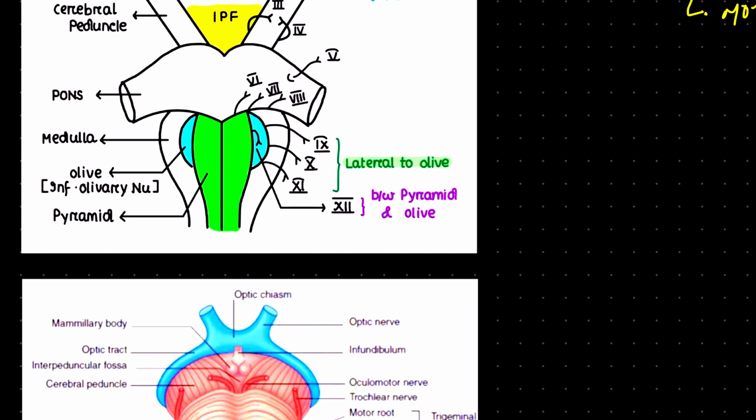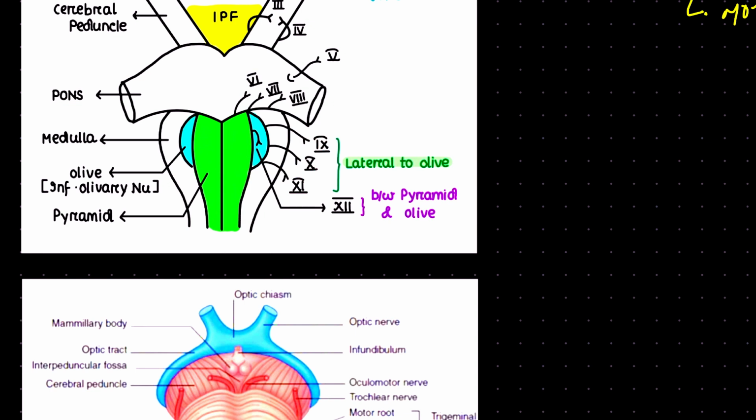Okay. Now if you see beyond this olive, how many cranial nerves are there? There are 3 cranial nerves coming, that means lateral to the olive. These 3 cranial nerves are emerging. What are these? 9th, 10th and 11th cranial nerve. That's all.